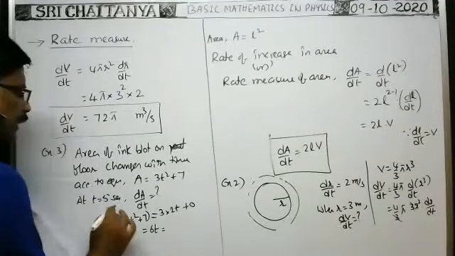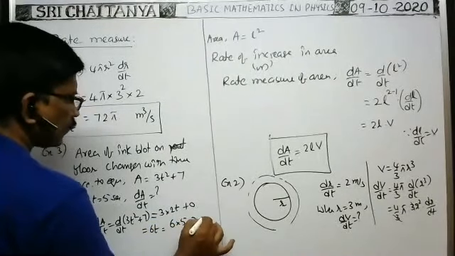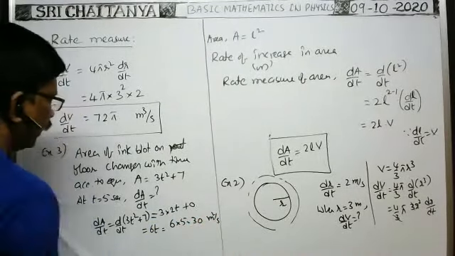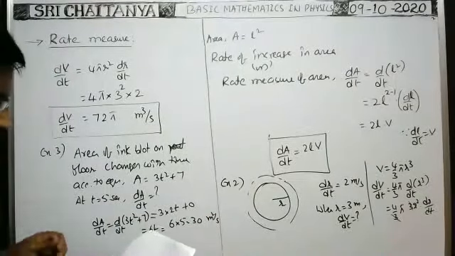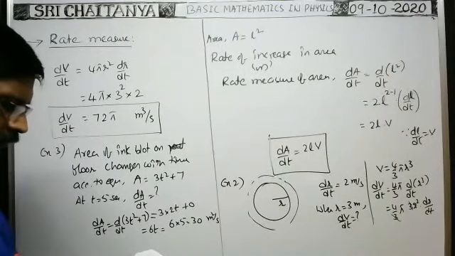Here they asked it at 5 seconds. That's why 6 into t, with t equal to 5, is equal to 30. 30 meter square per second. It is the rate of increase in area of the blot. 30 meter square per second. That is the answer.